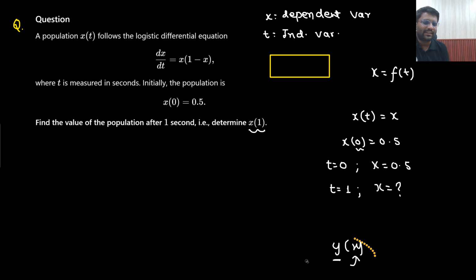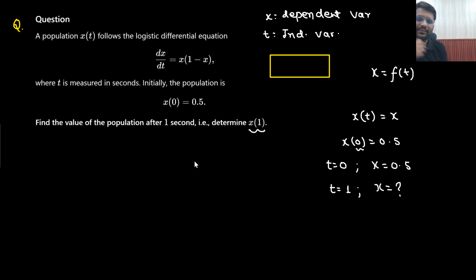So whatever is inside the bracket is the value of t, and whatever is written here is the value of x. That's why I am saying that x of t is defined as x. That means x of 0 is 0.5. If the value of t is 0, then the value of x is 0.5. Understandable? So now what they are asking is, if the value of t is 1, then what is the value of x?